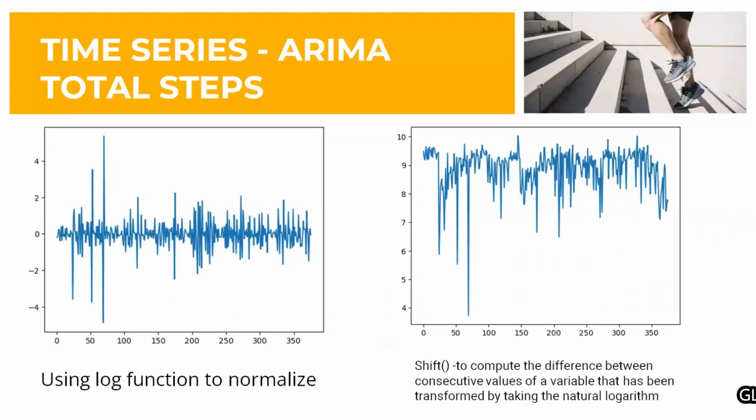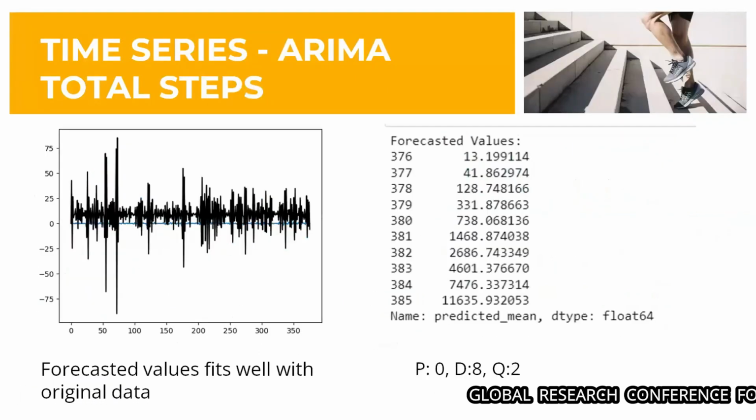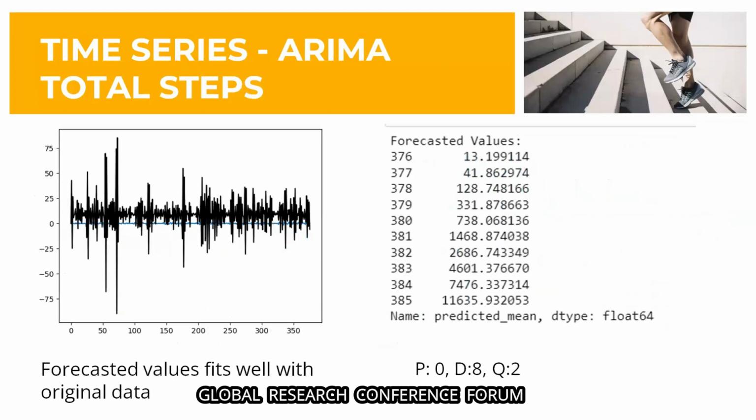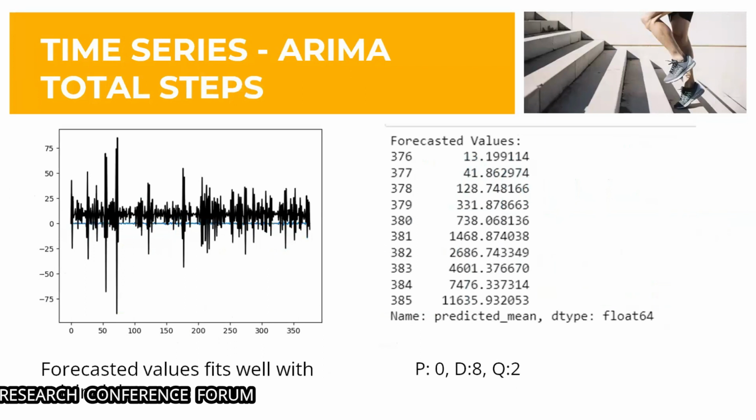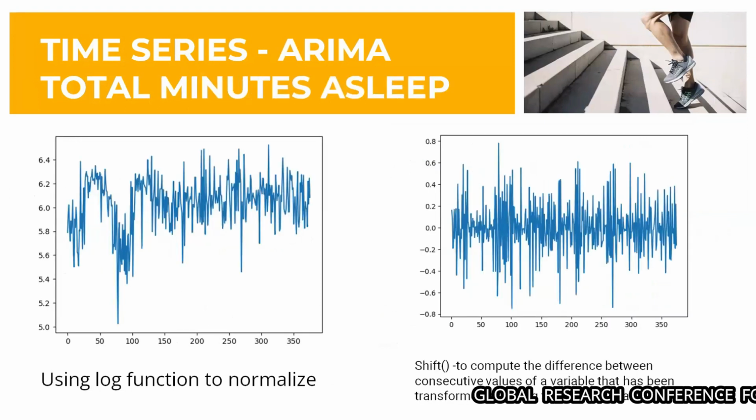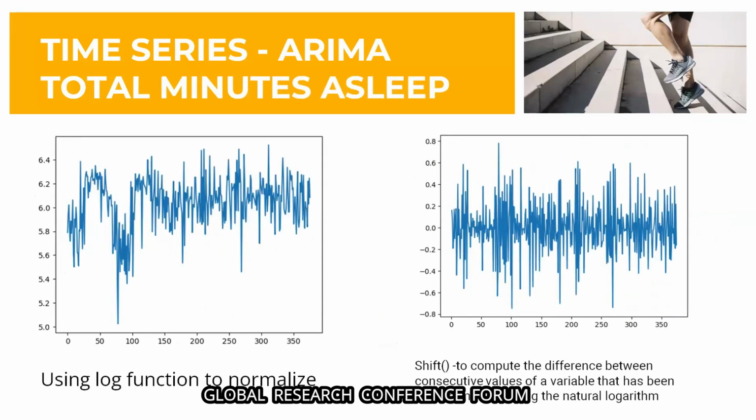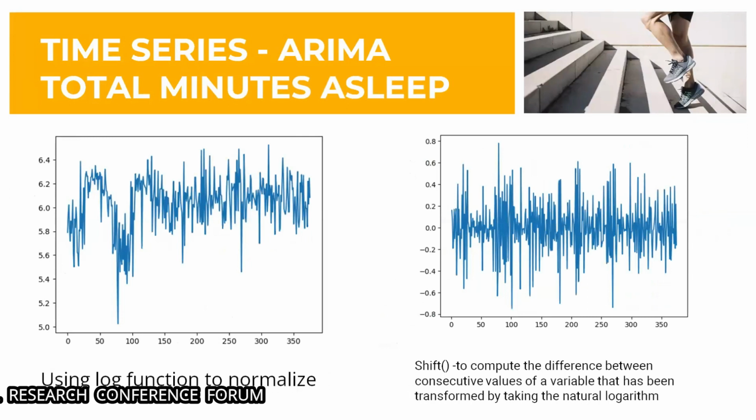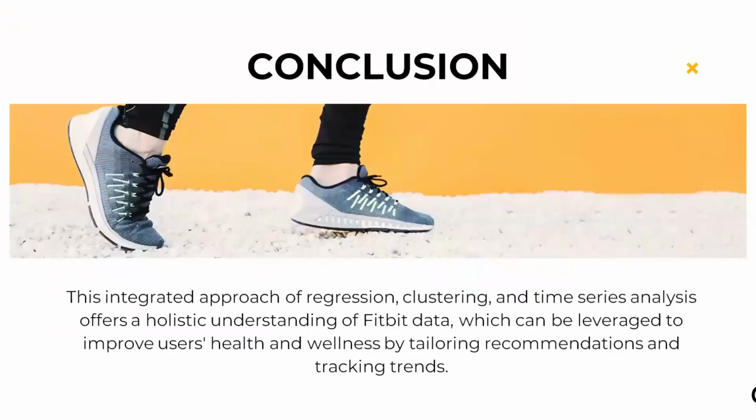I have also implemented the ARIMA model, and I found that the forecasted values fit well for my ARIMA model, and these are the forecasted steps. I've used P=0, D=8, and Q=2 for my model. I have done the same thing to forecast the total minutes the user sleeps, and these are my forecasted values.